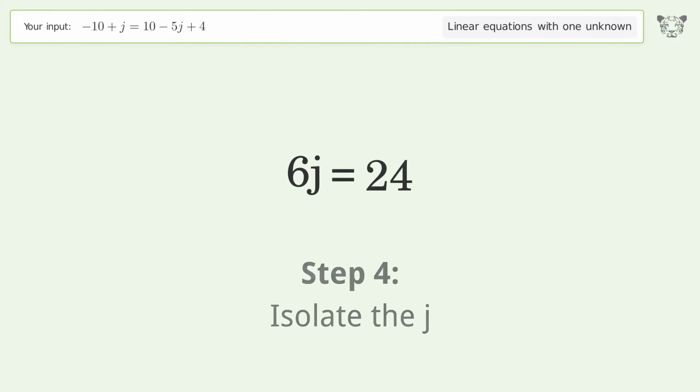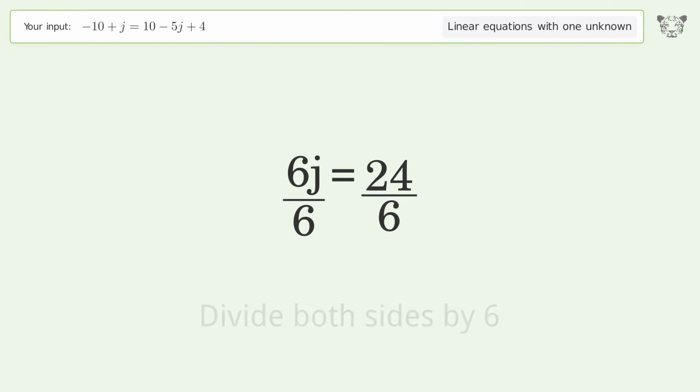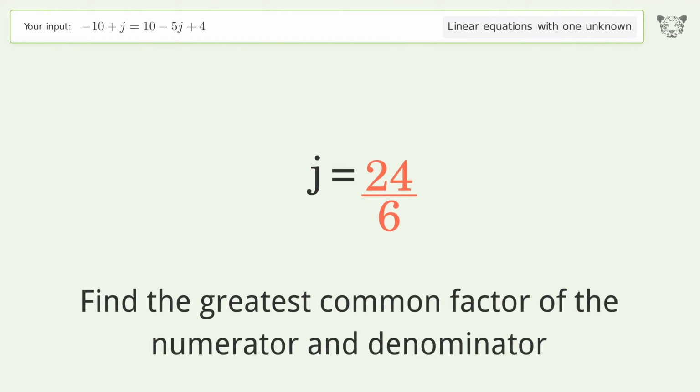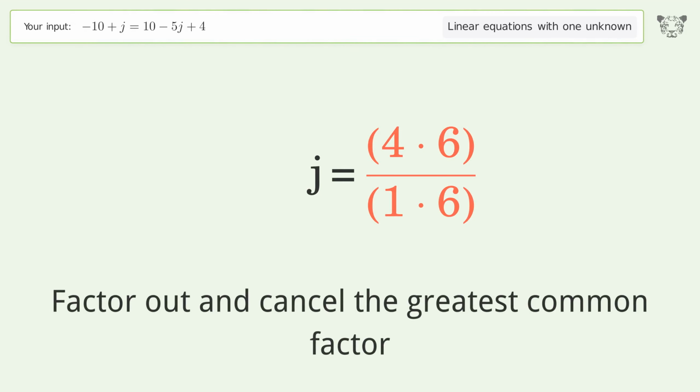Isolate the j. Divide both sides by 6. Simplify the fraction. Find the greatest common factor of the numerator and denominator. Factor out and cancel the greatest common factor.